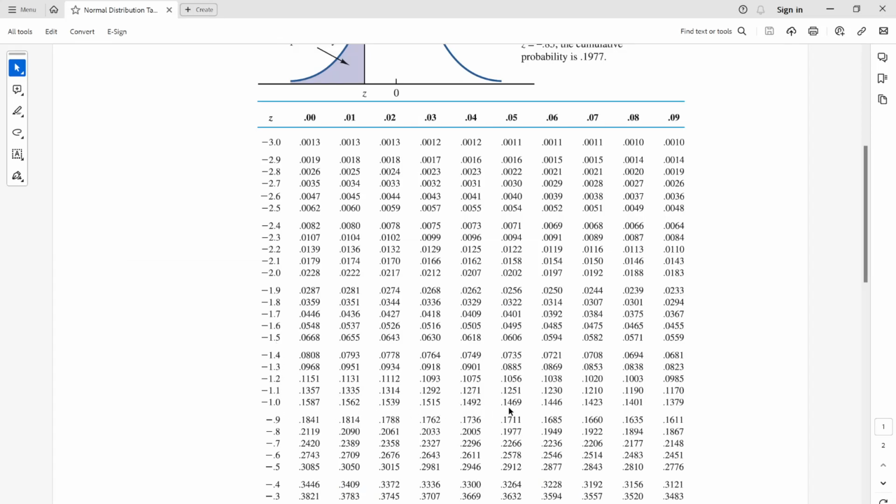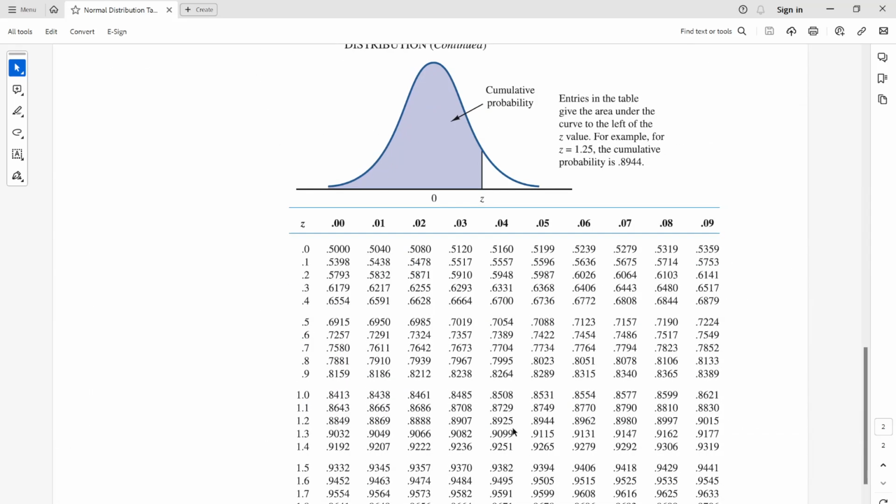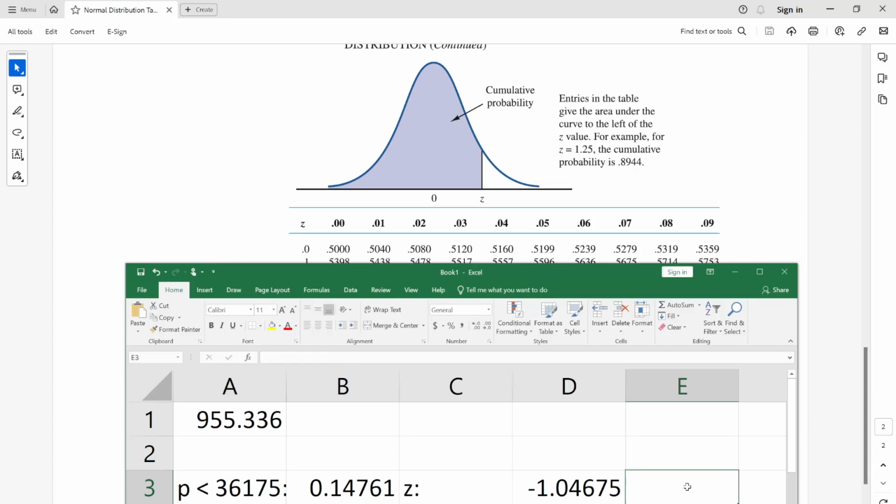So you're going to get 0.1469 right here, and then positive 1.05 would give you 0.8531. So let's just jot those down. These are our probabilities to the left of each of these Z's. And then we're going to subtract larger minus smaller. And notice we got 0.7062.